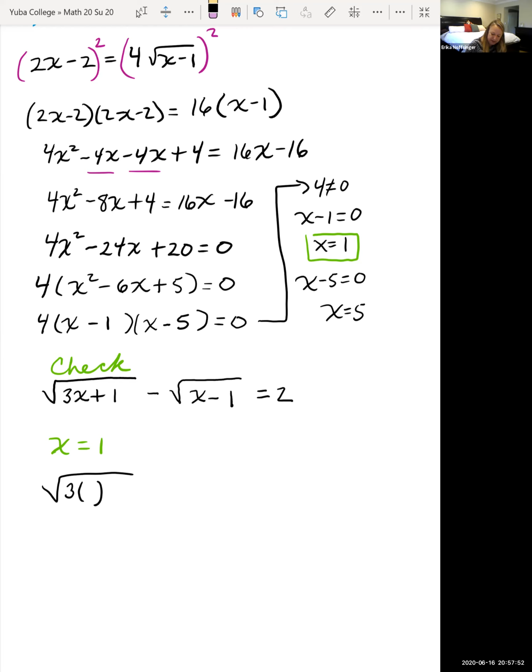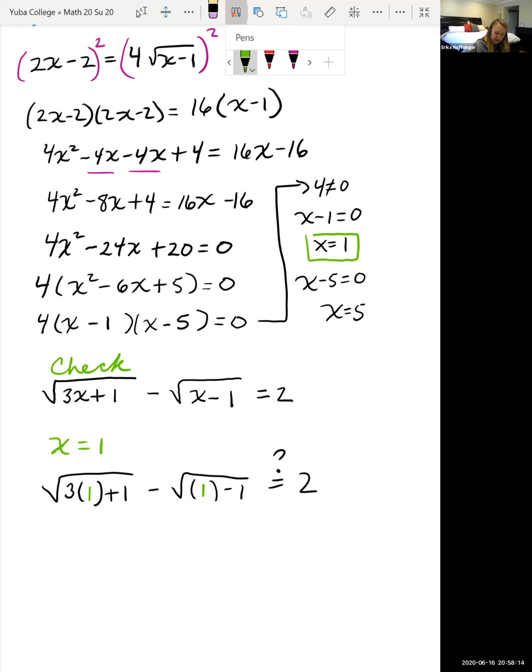So I have the square root of 3 parentheses plus 1 minus the radical. I see an x there, I'm going to put parentheses there, minus 1 equals 2. And we're actually putting a question mark above our equal sign because we're not sure. We're checking to see if that's a true statement or not. So go back into your parentheses and plug in the 1.